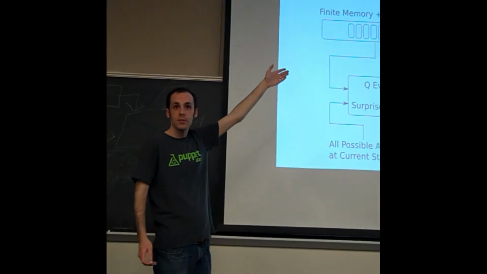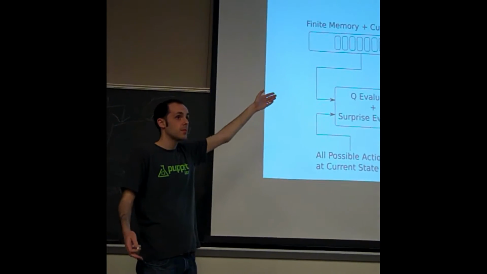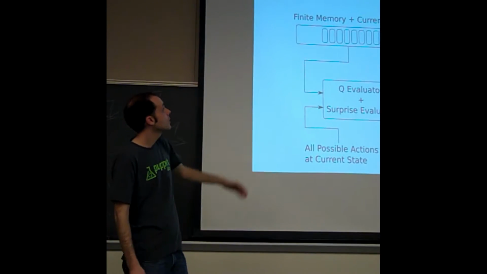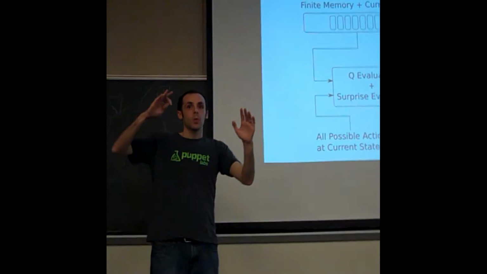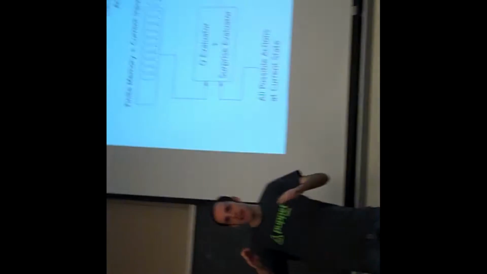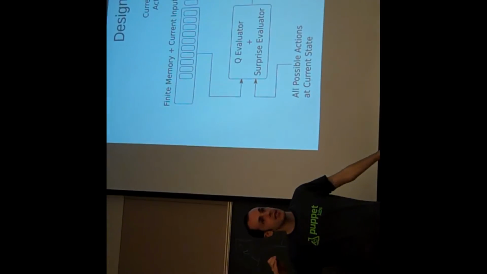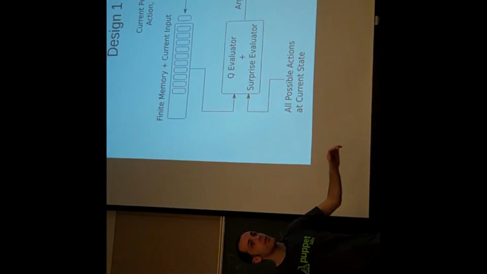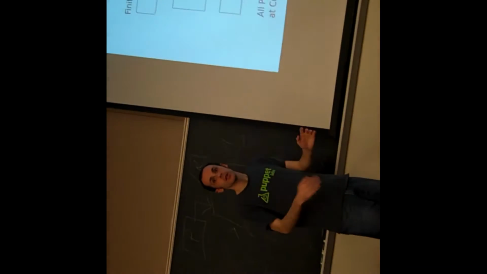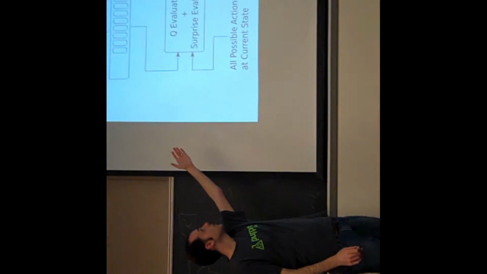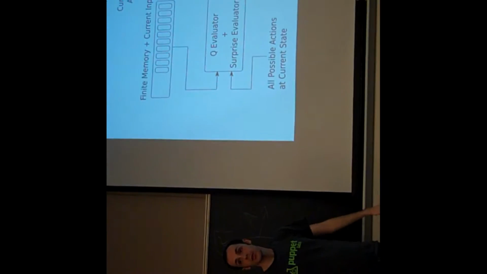So, it's pretty simple. We take the current turn of the game, see what happens, and then for our history, we just have a finite memory where we grab every single thing and every single action we've taken and every single reward, and we throw it in there, like a sliding window. And then that is the input to our Q evaluator and our surprise function.